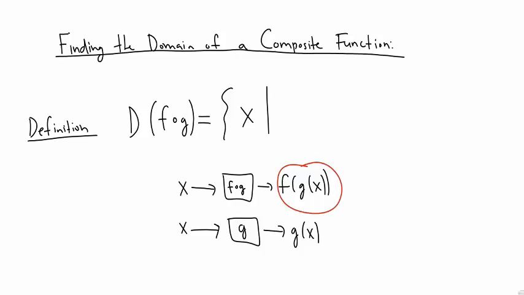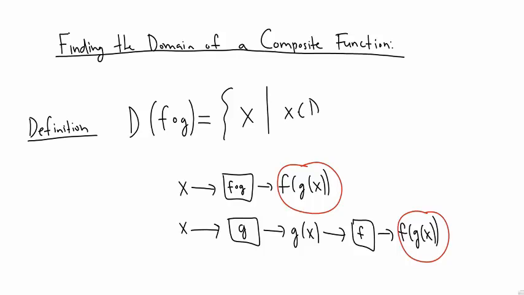How do we end up with f of g of x? To get to here, we need two things to happen. We need to first be able to evaluate g at x, so x must be in the domain of g. And for g of x, we must be able to evaluate f at g of x, so g of x needs to be in the domain of f. As long as those happen, f of g of x will be defined.